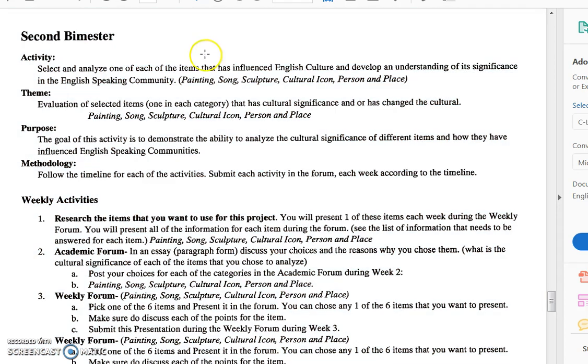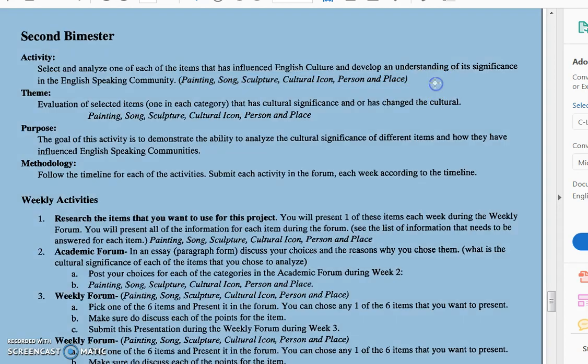It says analyze one of each of the items that has influenced English culture and develop an understanding of the significance in the English-speaking community. Now, this is important because we're not necessarily doing Spanish, Russian, Chinese. We're doing things that have had a significant impact on English communities. What we're going to be looking at are paintings, songs, sculptures, cultural icons, and people and places.